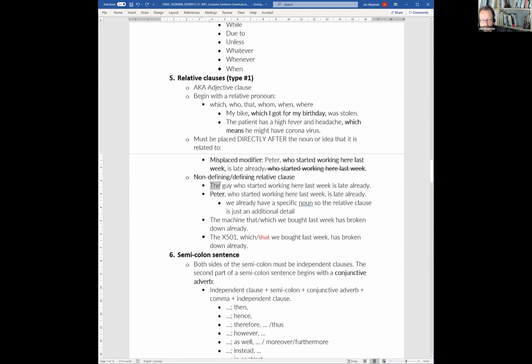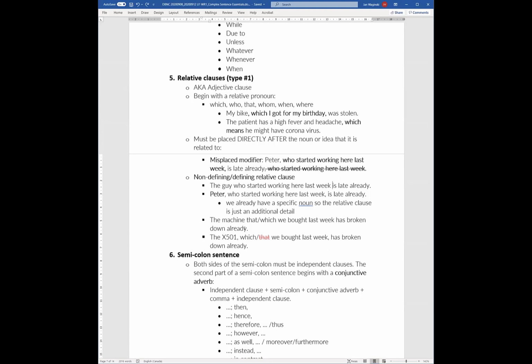In contrast, we've got this sentence, the guy who started working here last week is late already. Notice there are no commas in this one. The reason is the subject is nonspecific. If we delete the relative clause and you just say the guy is late already, I don't know which guy you're talking about. We need this info to know who you're talking about. So no comma after guy. No commas in this case.